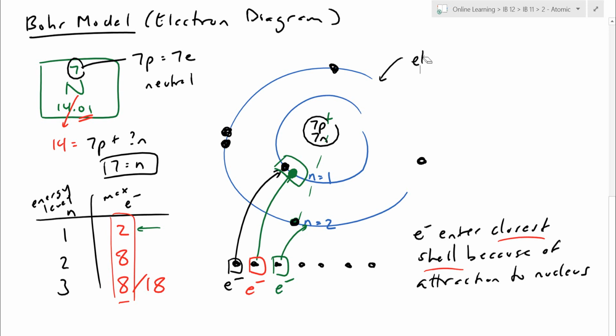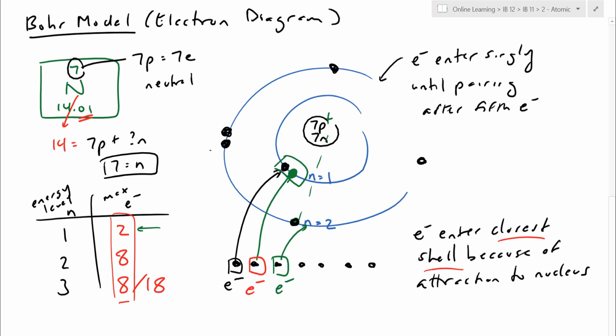Electrons, so I'm writing them as E- just for short. Electrons enter singly. They enter one by one, totally by themselves, until pairing after the 5th electron. So we go single, single, single, single, and then, oh, I have the 5th electron come in. It's going to pair up with one of them. We're going to carry that into our newer model as well, but there we go.